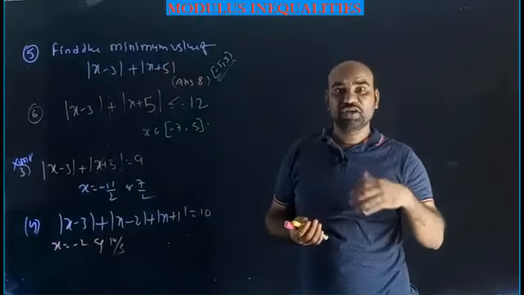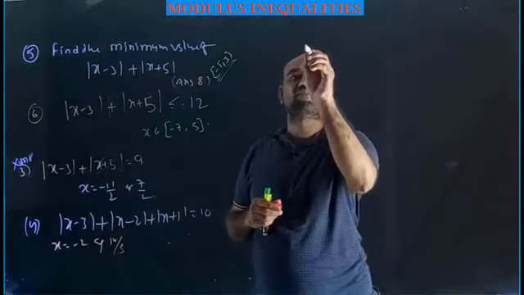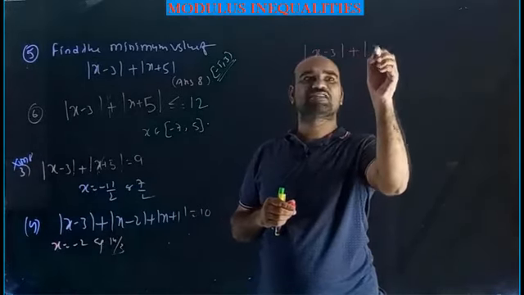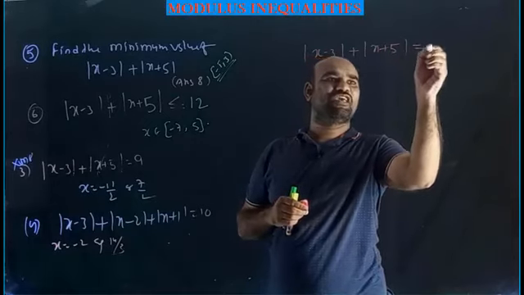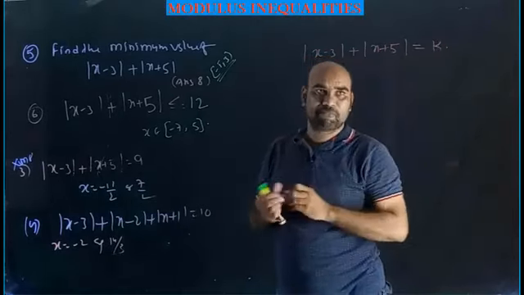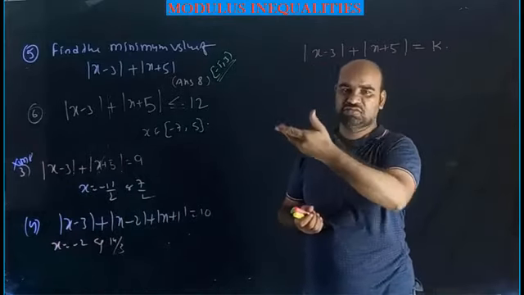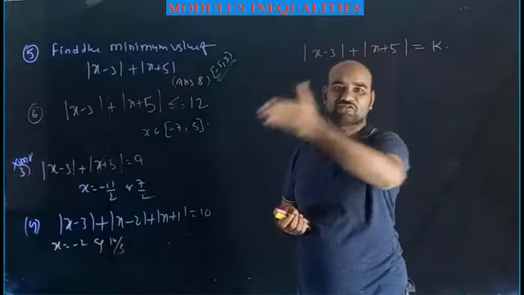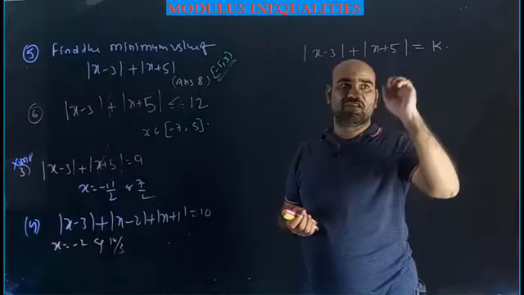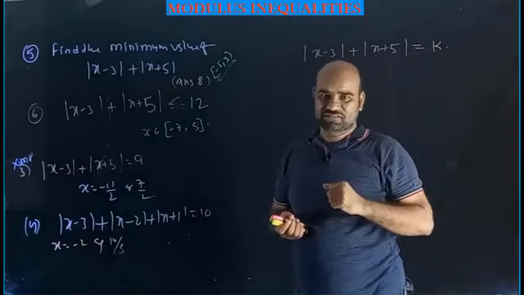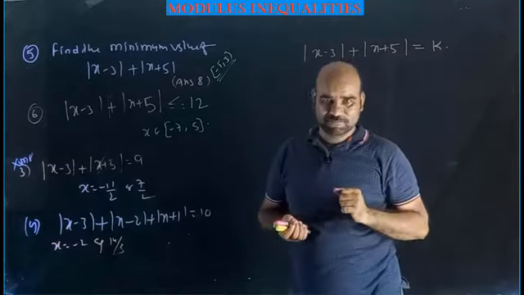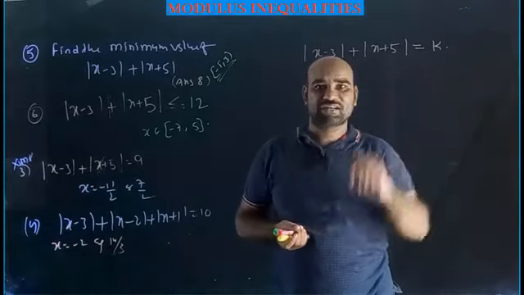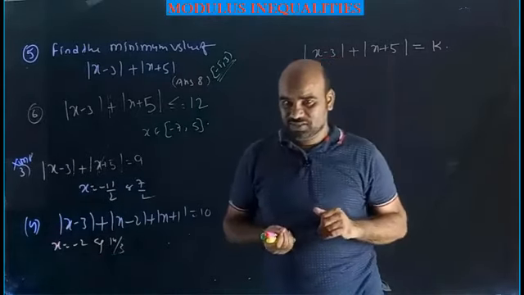Students, listen. Now I am going to explain a very important method. Mod of x minus 3 plus mod of x plus 5 equal to k. Find the minimum value of k: 8. What values of x? Minus 5 to 3. If k is equal to 12, you can find the x values. K less than or equal to 7, you can find. K greater than or equal to 9, you can find. My intention is how to find the minimum value of k by using another method, an important method, the easiest method.